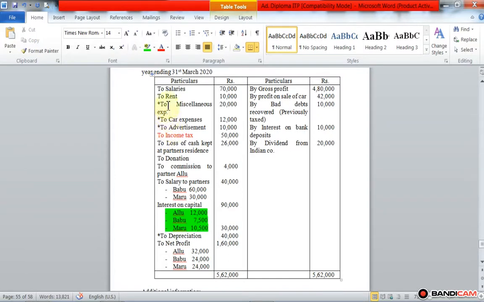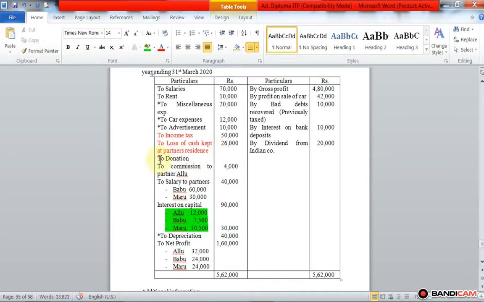Here we make a star in front of an item that is related to business, but some expenses included in it are related to the private purpose of partners. So only the private purpose expenses are added to net profit. Got it? Then loss of cash kept at the partner's residence. So loss of cash is not a firm's loss, it is a loss due to the irresponsibility of the partners. So it is not considered as a loss of the firm.